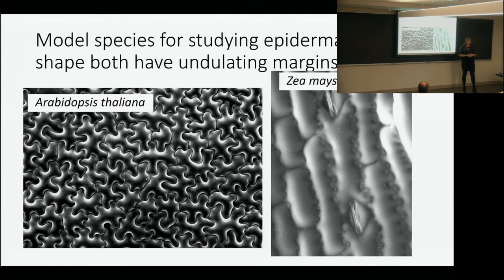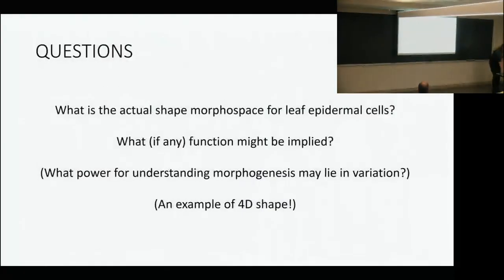But we wanted to see what kind of diversity in the cell shape existed. So what is the actual morphospace for leaf epidermal cells if you sample across the plant phylogeny? As best as you can without thousands of people to do the work for you and access to bazillions of samples all over the world.